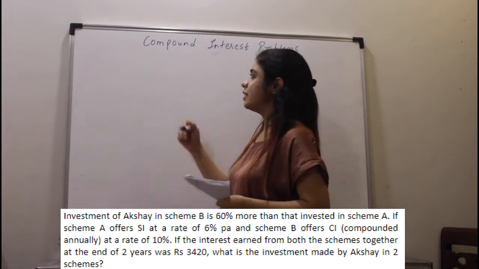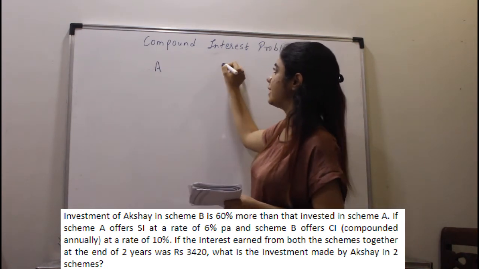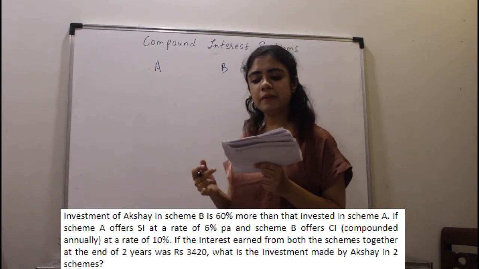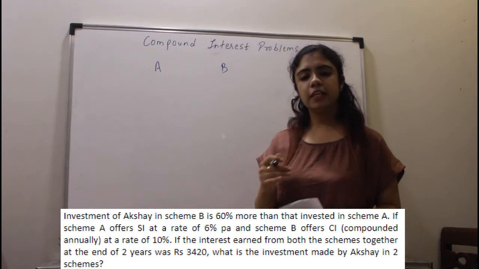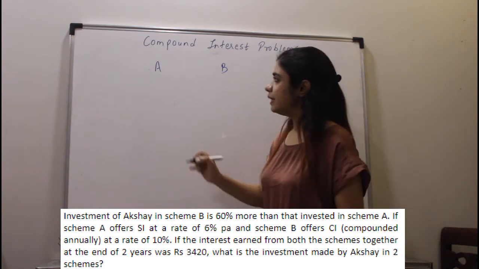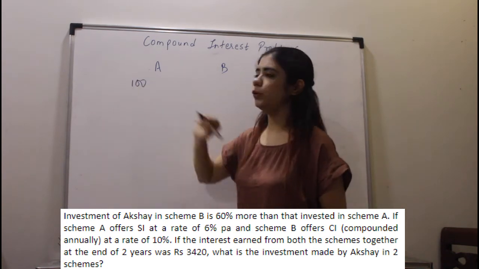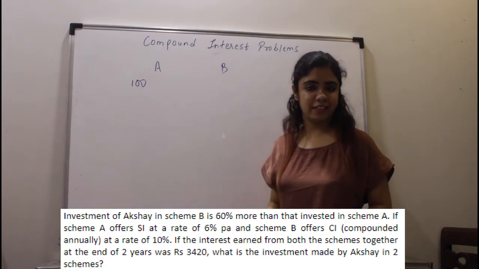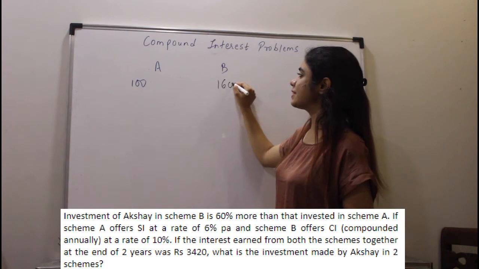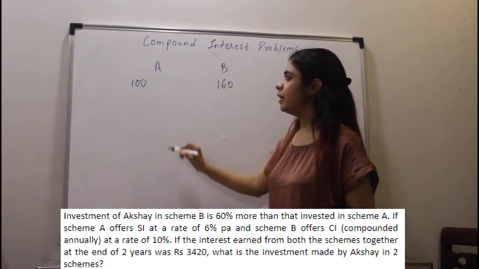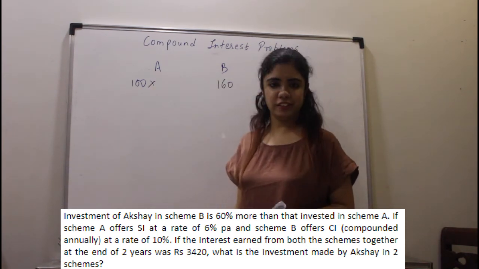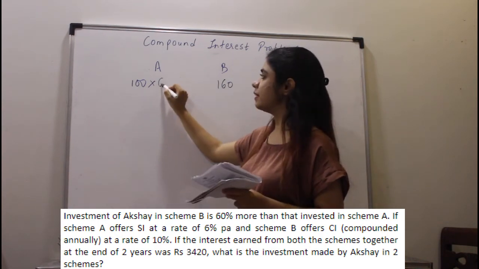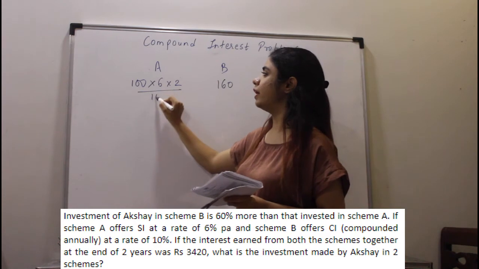So he is investing in scheme A and scheme B. They are saying that in B the investment is 60% more than in scheme A. We don't know how much he invested. Let's say in scheme A he invested 100 rupees, so how much in B? 60% more, so that will be 160 rupees. Now we'll calculate the simple interest here. So this will be P into the rate of interest, 6% for 2 years, upon 100.